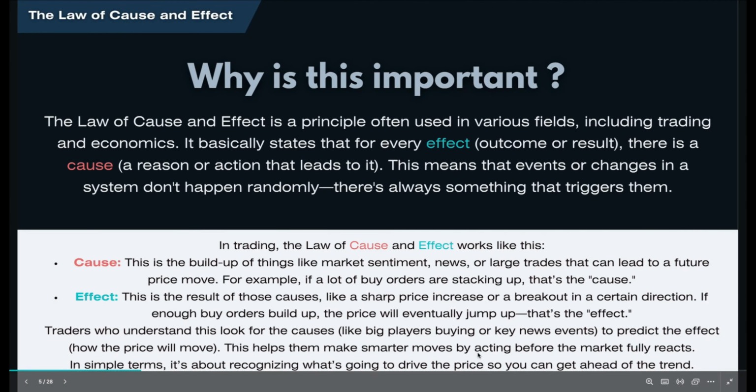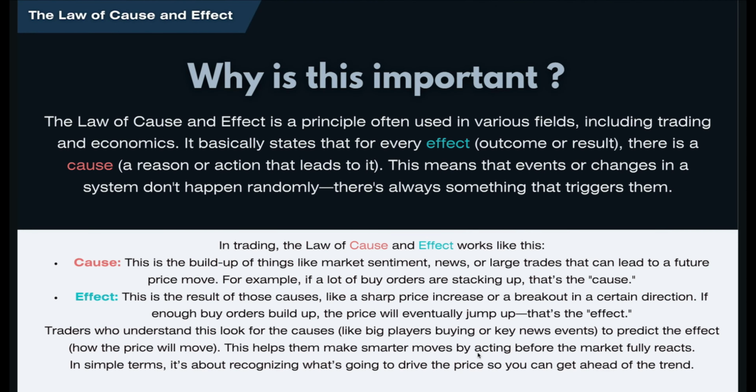All right, so the next very important part of this video is the law of cause and effect. And why is this important? The law of cause and effect is a principle often used in various fields, including trading and economics. It basically states that for every effect, outcome or result, there is a cause, a reason or action that leads to it. This means that events or changes in a system don't happen randomly. There's always something that triggers them.